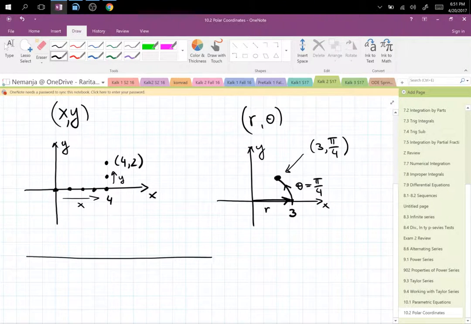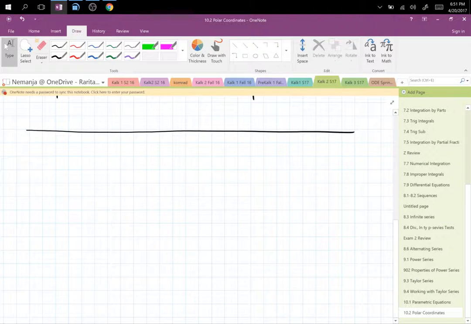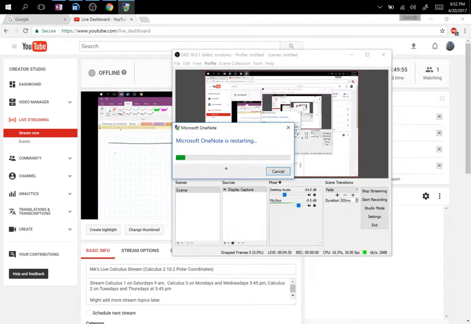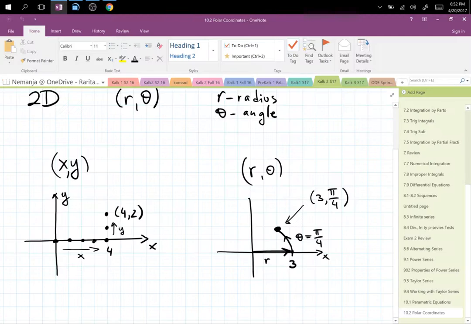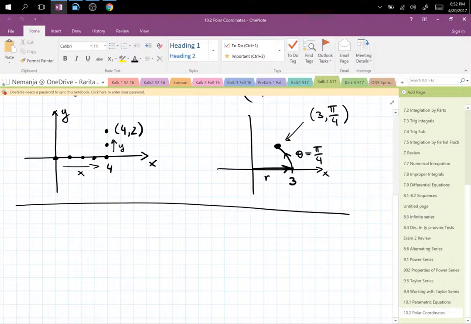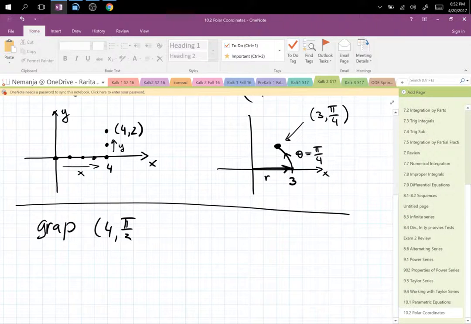So with that being said, let's see how you do with a few examples. So graph (4, pi over 3). So graph this one.